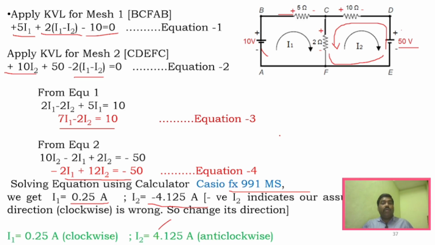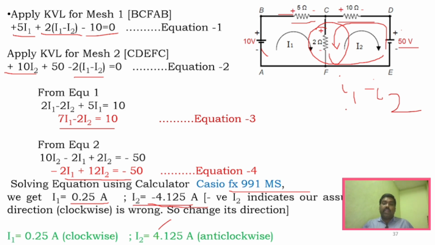Now you need to find out the current that is flowing across all the resistors. You have found I1 and I2. This current I1 is flowing across this 5 ohm, and this I2 current is flowing across this 10 ohm. But if you take the 2 ohm, it has both I1 and I2. So what do we have to do? We have to find out the current flowing through the 2 ohm. You can do it in either way. If you consider the minus sign, you can consider I1 minus I2.